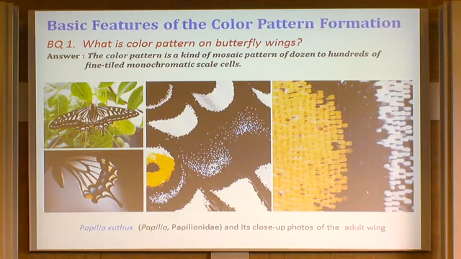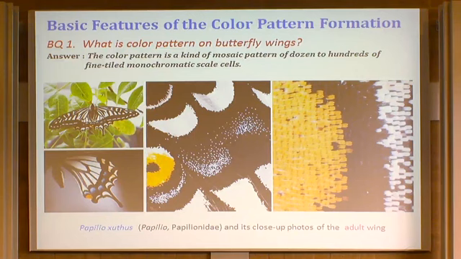In addition, each scale cell is arranged in parallel, from the proximal to the distal direction, in all the lepidopteran wings we can see. But the scale cell arrangement pattern is not today's topic.